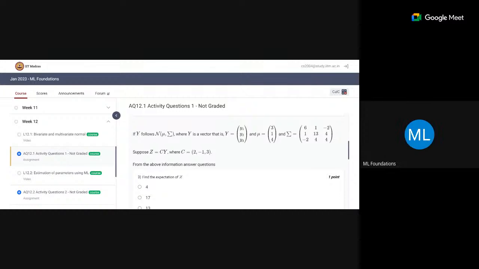It is given to you that Y follows a normal distribution with mean mu and variance given as this covariance matrix. So what are we supposed to do with this matrix? You know this is a covariance matrix, so in the covariance matrix the diagonal elements will be the variances. Okay, got it.